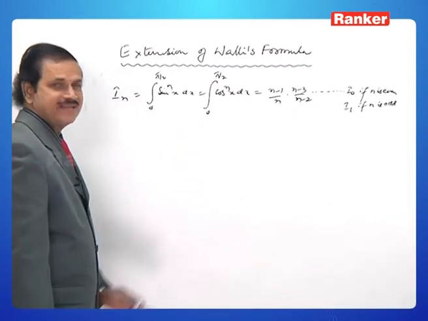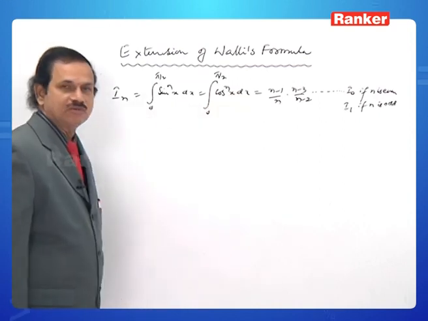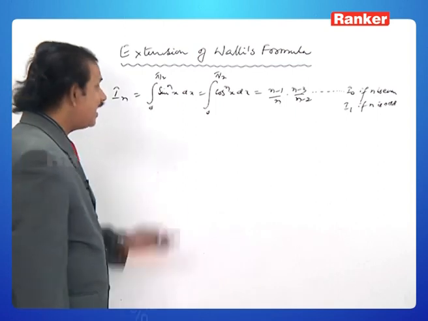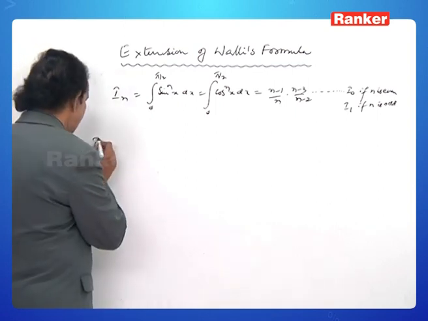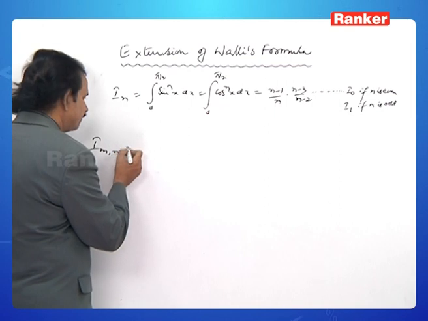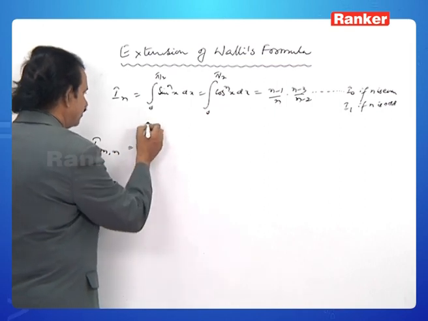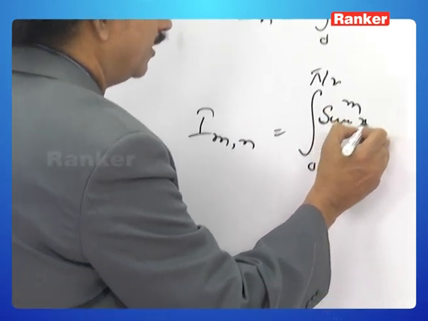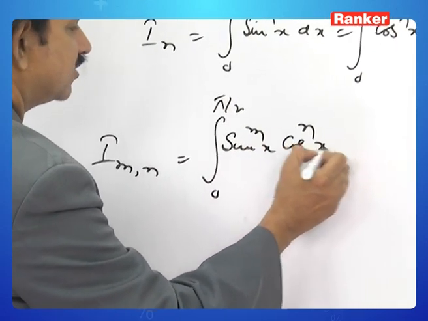What is meant by In? This answer is of course denoted by In. Well done. Now we introduce an extension of this formula like Imn is equal to integral 0 to pi by 2 sine to the power of mx into cos to the power of nx dx.